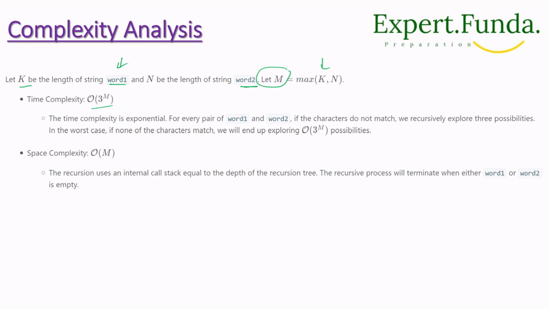Because each time we are checking each pair for word 1 and word 2, it becomes a very lengthy exponential thing. That's why we are getting the time limit exceeded, right? If the characters are not matching, there are three possibilities: delete, insert, and replace. In the worst case, if none of the characters match, we have to use all three operations, so we get O of 3 to the power m, because we have three operations, right? And for the space complexity, it is O of m, right?